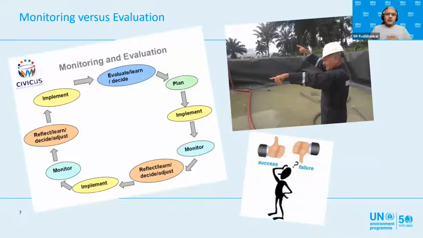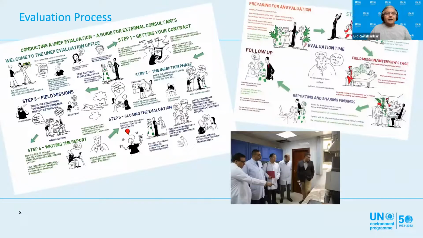So this pictorial basically shows, you get the idea. You have the plan of a program or a project, you implement it, you monitor during this process, you reflect, you adjust, you continue to implement, you monitor, and then lessons learned, implement, and then ultimately evaluate. So that's basically what this pictorial is showing. Now, the UN Evaluation Office website has a really nice pictorial, and that's where I got this from.